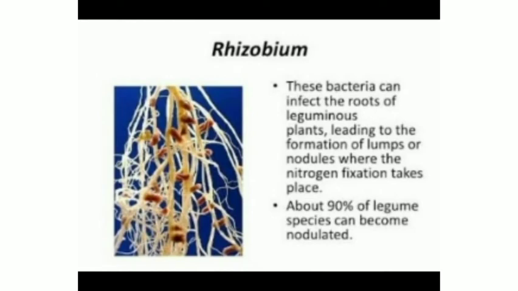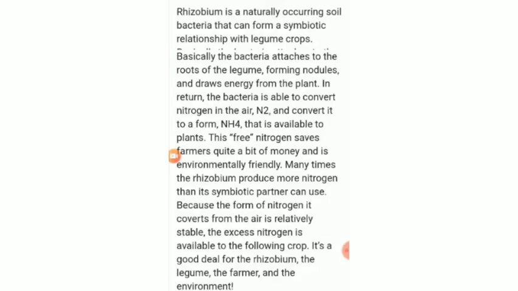These bacteria can infect the roots of leguminous plants, leading to the formation of lumps or nodules where the nitrogen fixation takes place. About 90% of legume species can become nodulated. Rhizobium is a naturally occurring soil bacteria that can form a symbiotic relationship with legume crops.